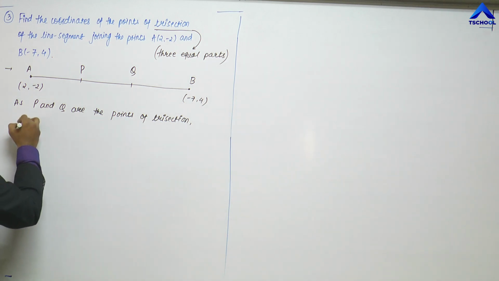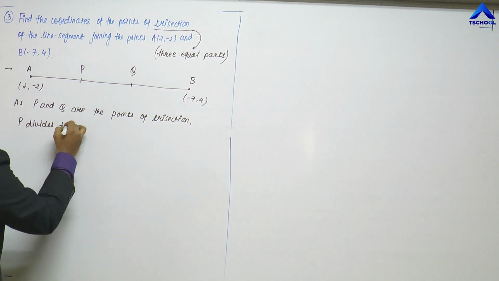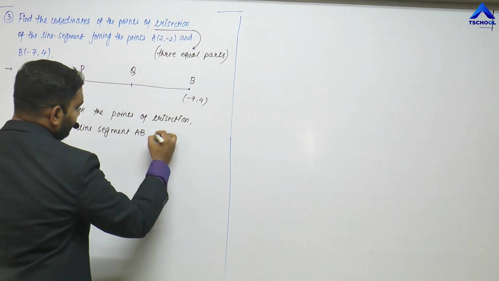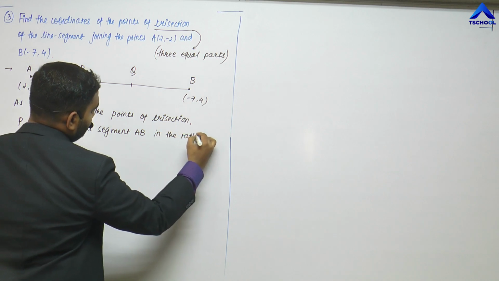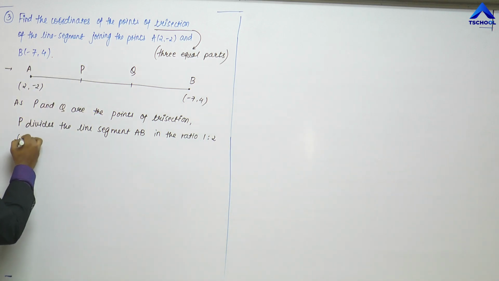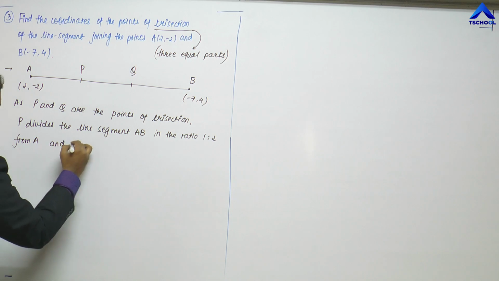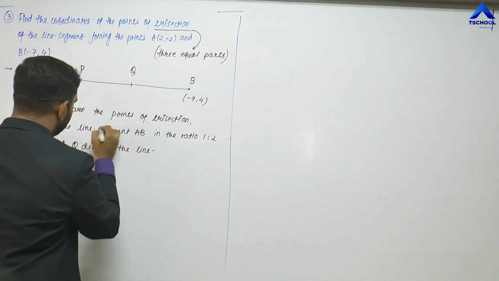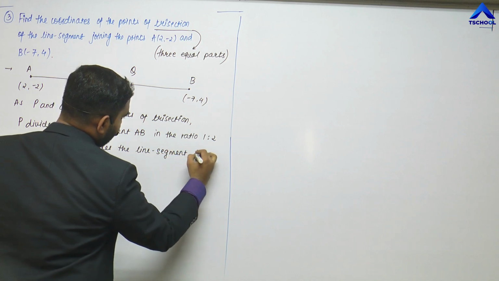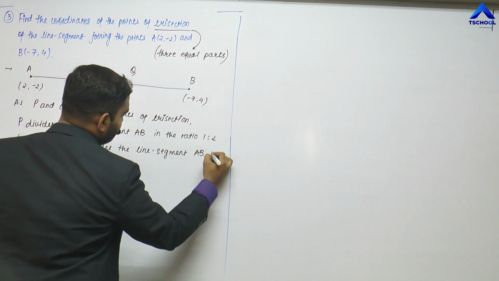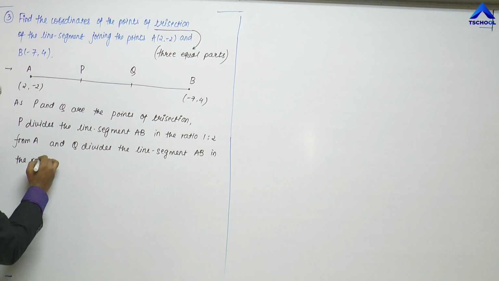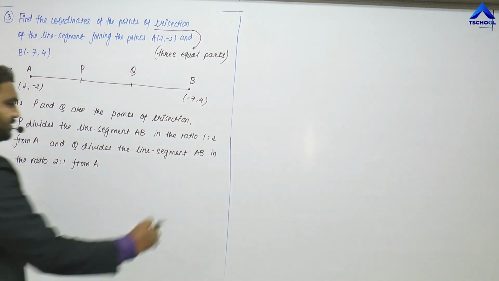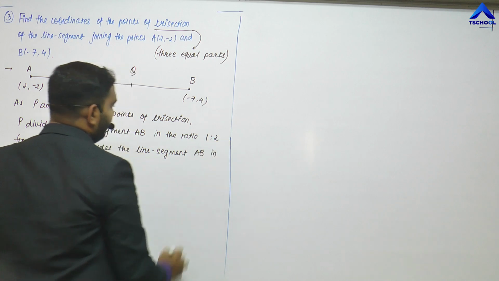We can say that P divides the line segment AB in the ratio 1:2 from A, and Q divides the line segment AB in the ratio 2:1 from A. Right, from A, friends, that means we are going to take the reference point as A.